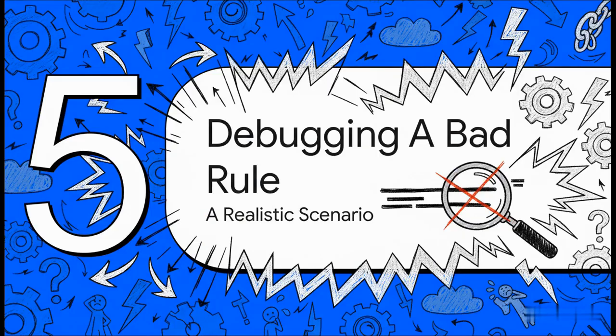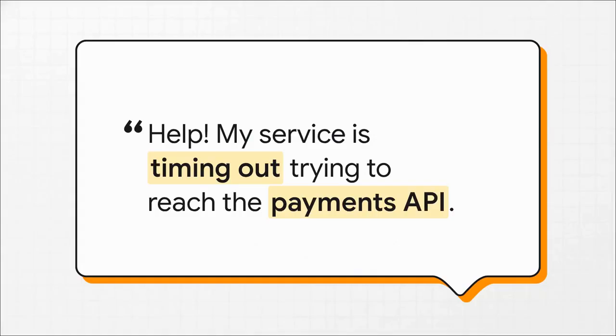But look, in the real world, things don't always go perfectly, right? So let's walk through a super common scenario, because knowing how to debug a bad rule is just as important as knowing how to write a good one. You get this dreaded message on Slack. The checkout service, which is running in your front-end app's namespace, is suddenly getting timeouts, and it's trying to reach the very payments API you just locked down.